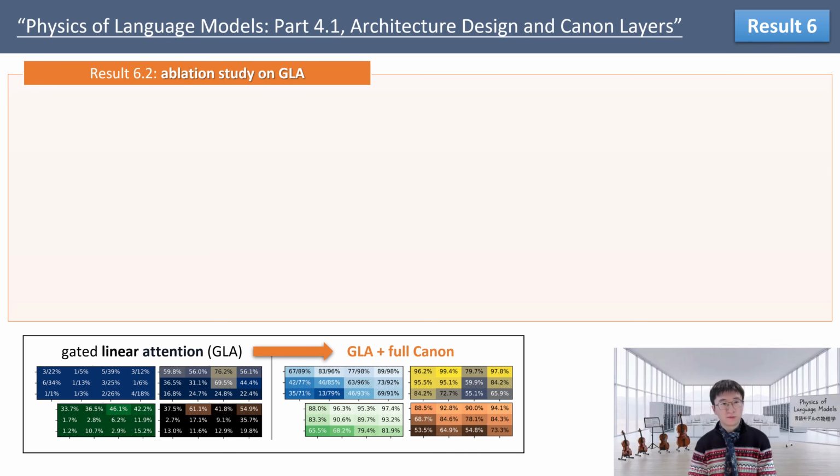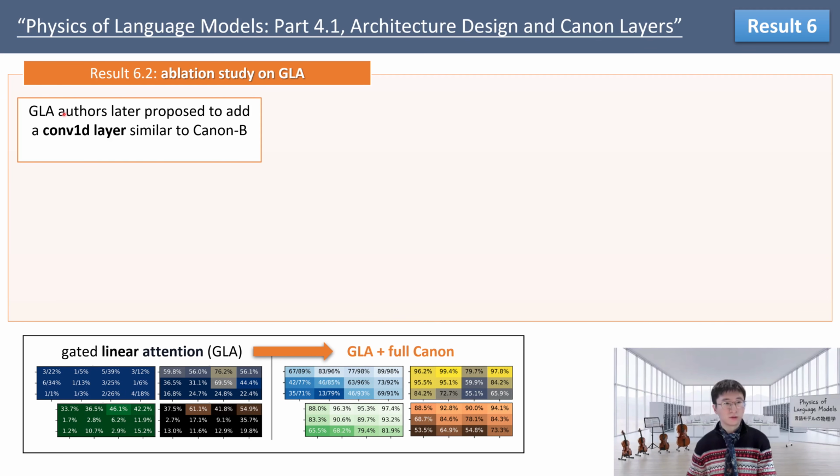We also did a bit of ablative study on top of GLA. Most importantly, the original GLA authors, since their paper publication, also proposed to add a Conv1D layer similar to our Canon B. Their Conv1D is a bit different. They added the activation and no residual, unlike what we did in the paper. The rationale, if you allow me to guess, is that they also thought linear attention is weak, so maybe they could introduce this horizontal information mix to support some type of multi-token attention.